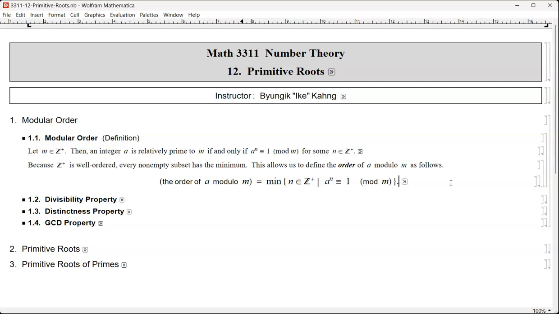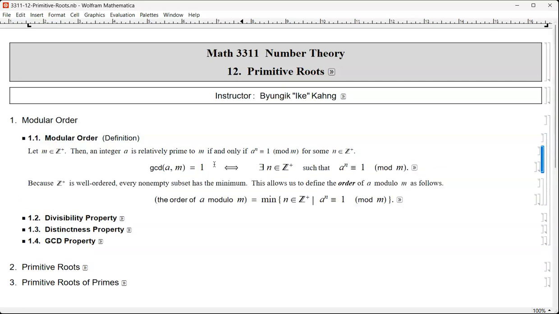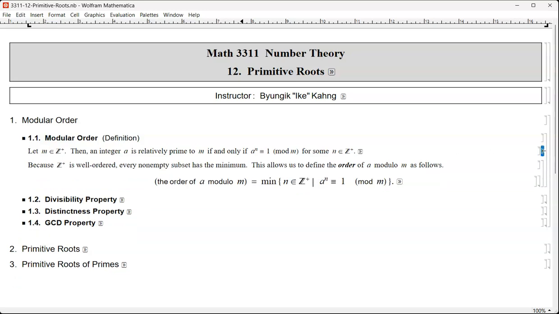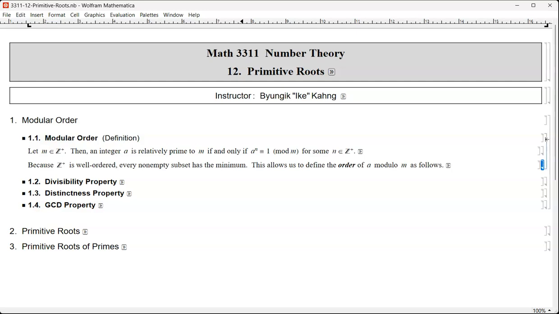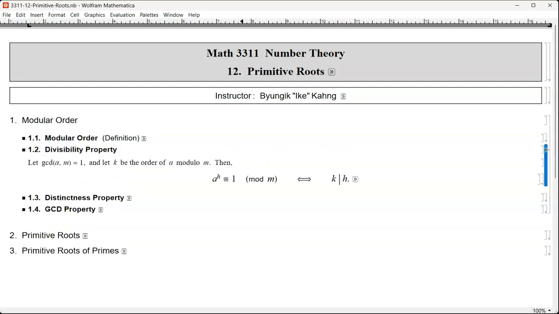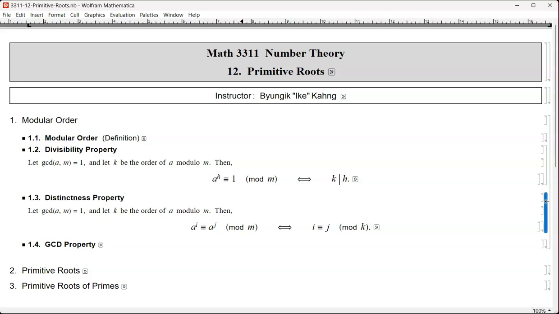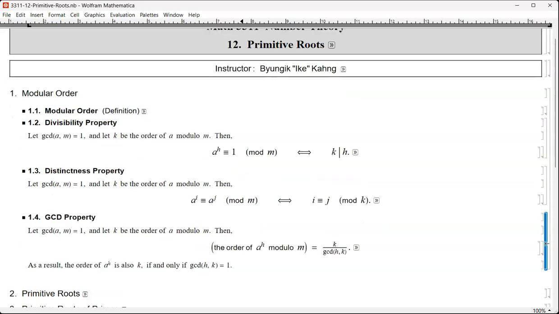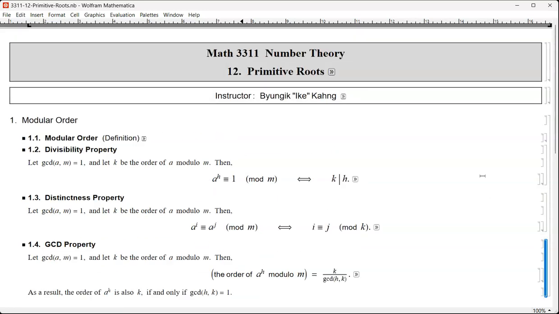We define the modulo order like this: the smallest positive integer n such that a to the nth power is congruent to 1. And this is well defined if and only if a and m are relatively prime. So under this assumption and under this definition, we have these properties of the modulo order. First, the divisibility property 1.2, and the distinctness property 1.3, and finally the GCD property 1.4.